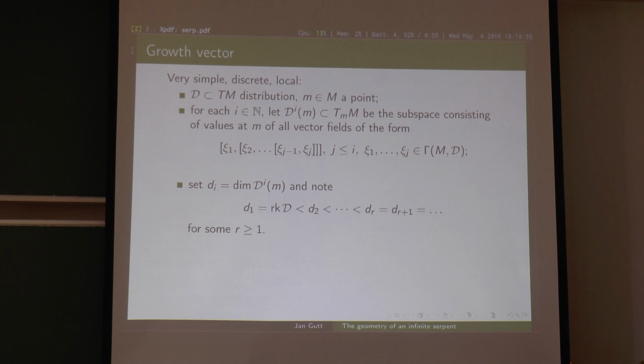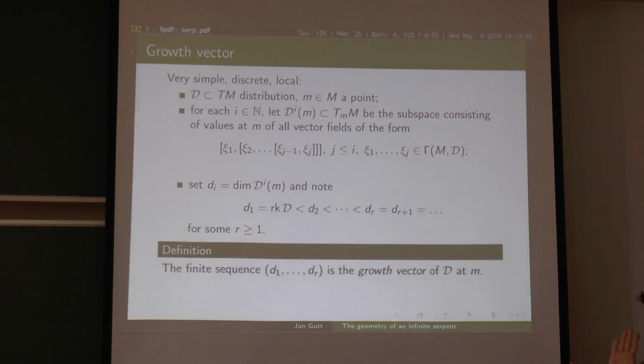You can think about why this is true. I don't want to waste time on that. It leads to some interesting things to try to see why this is so, but I don't want to spend time on that. All right, so this finite sequence of integers, starting with the rank of the distribution and ending with this maximal dimension of a space that we can generate this way, this sequence is called the growth vector of the distribution at a point. Okay, so that's a very simple invariant. It is intrinsically defined. It does not depend on any coordinates. It's just a string of integers. It depends on a point, right?